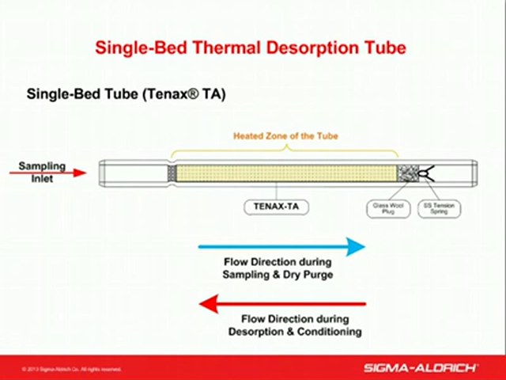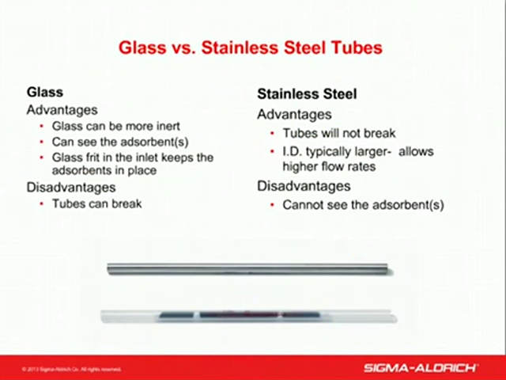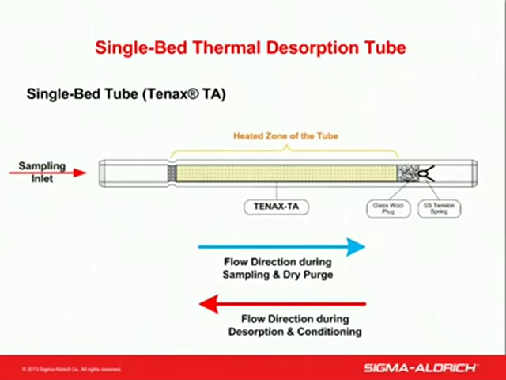So when we take our air sample, the sample enters the inlet and our airstream travels through the adsorbent and out the outlet of the tube. Then during desorption, our flow is reversed, where the carrier gas pushes through the outlet of the tube, through the adsorbent, and then back out through the inlet, and then our analytes are released into the thermal desorber.